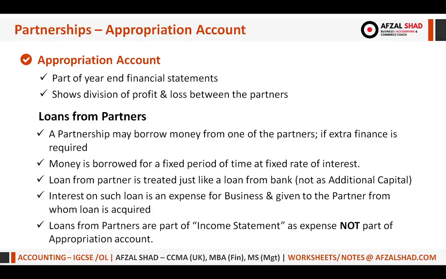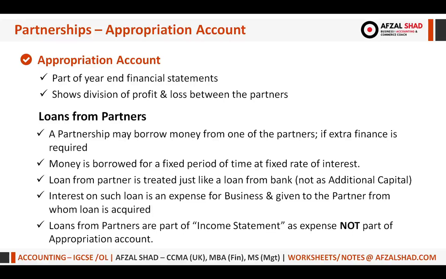Just like a loan taken from the bank, a loan is taken from the partners, but the interest on it is not included in the appropriation account. Why? Because whenever you take a loan from the bank and pay interest on it, you place that interest as an expense. Similarly, if you have a loan from a partner, you place that interest as an expense, just like the interest on a bank loan in the income statement. And it is not going to be part of the appropriation account.